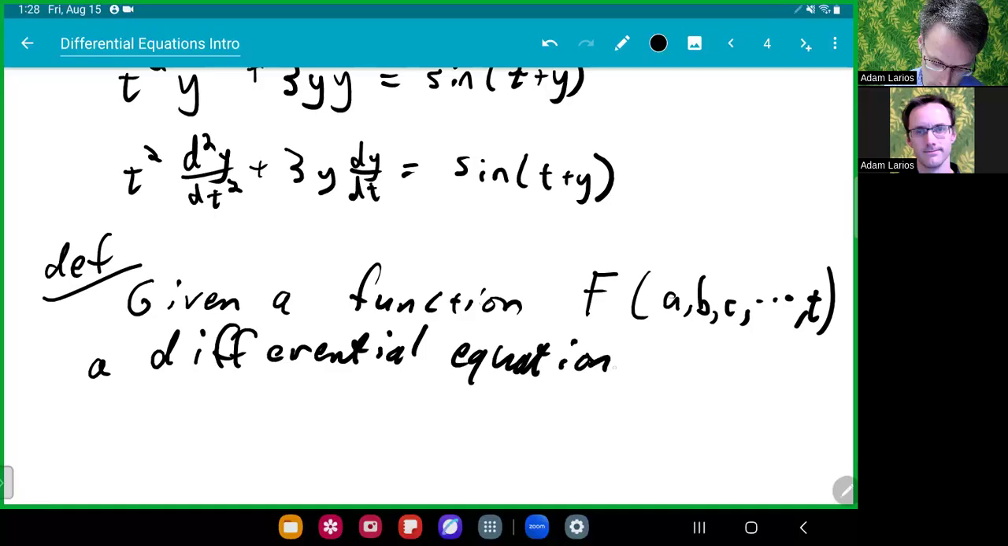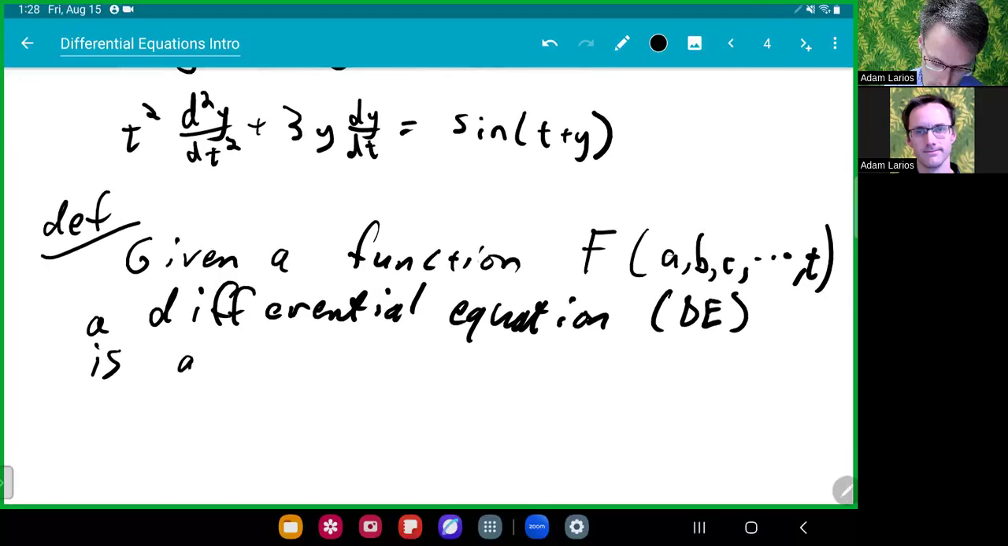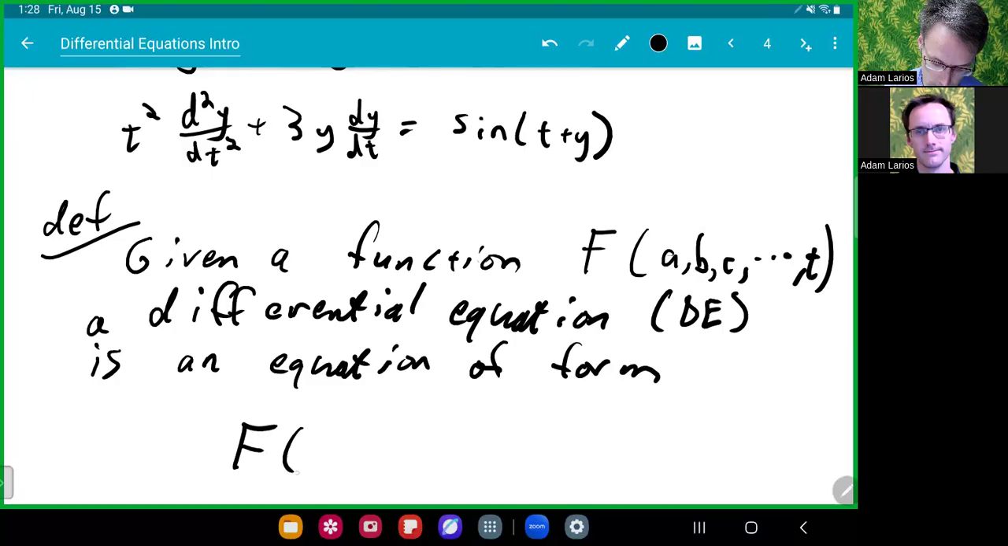And again, we often abbreviate that as just DE, is an equation of the form f of, and then we'll plug in the variables. So y, and we're really thinking about this as a function of t here, y prime of t, y double prime of t, so on.